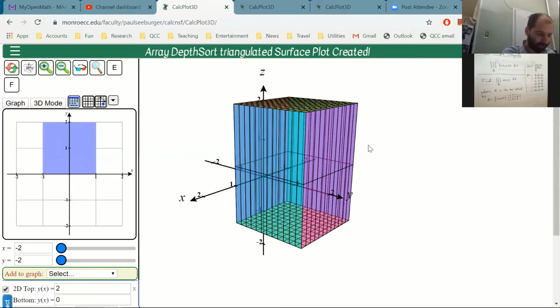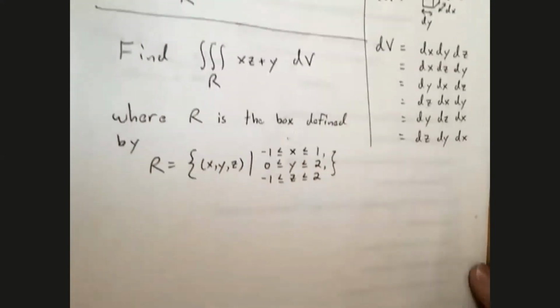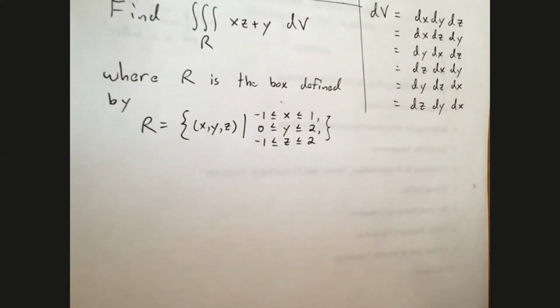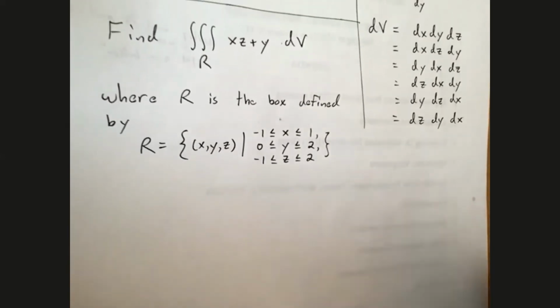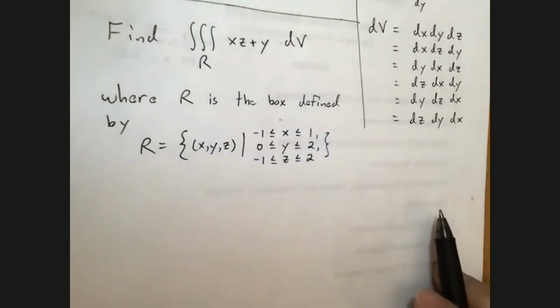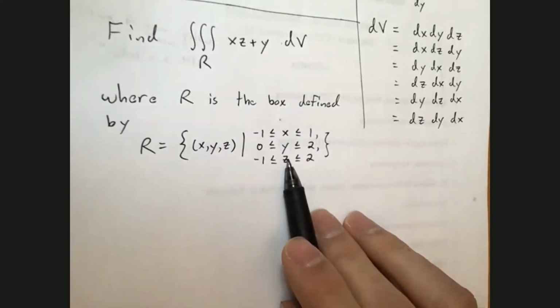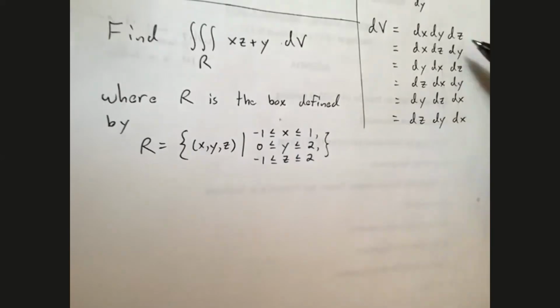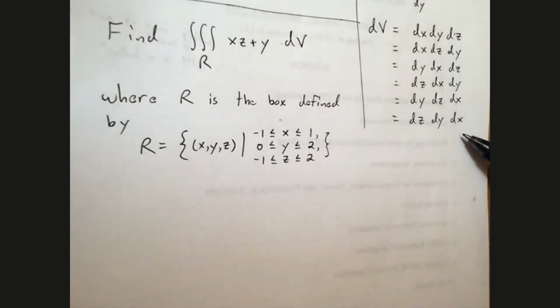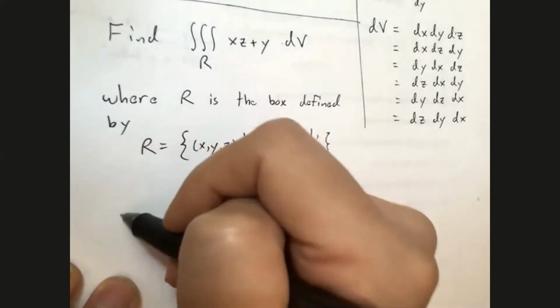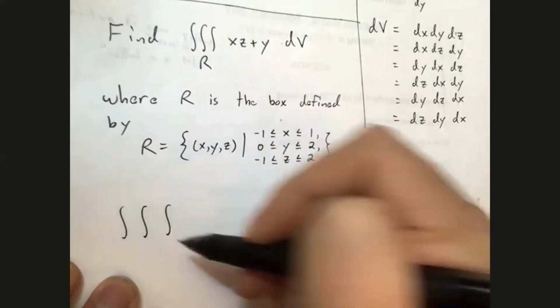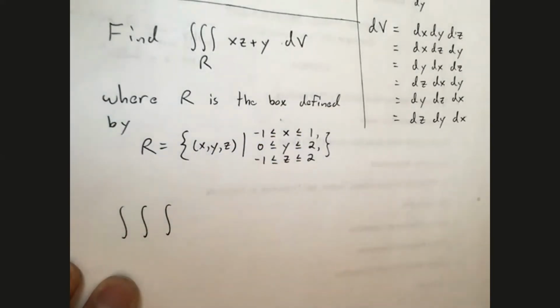Okay, so let's go back to the sheet. Okay, so that was our region R. When I set up a triple integral over a box, it doesn't matter what order I do these in. If these are all constants, it's not going to matter. I could do any one of these 6 orders, and they'll all work. Okay, so let's just set it up where we do dx, dy, dz, okay?